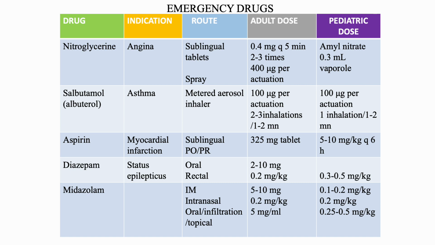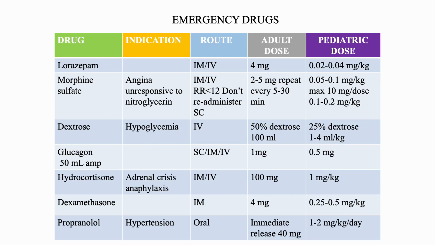Can either give sublingual or per oral. Diazepam, midazolam, and lorazepam are indicated for status epilepticus seizure. Morphine sulfate is indicated when angina is unresponsive to nitroglycerin. Dextrose and glucagon for hypoglycemic cases.